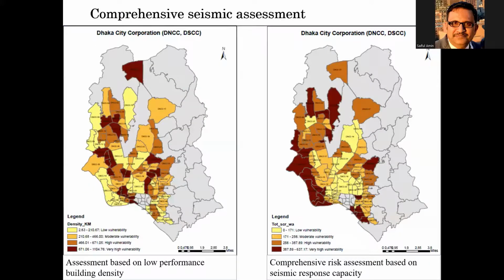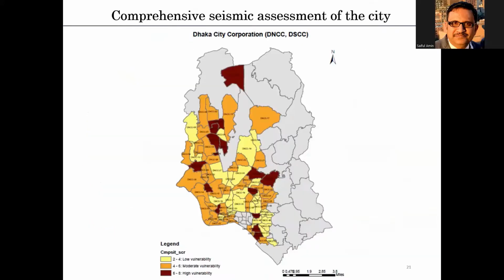The left map here shows the assessment based on low performance building density, and the right one here is the comprehensive risk assessment based on seismic response capacity. These two maps were combined to develop the comprehensive seismic assessment of the city. And this map actually comprises six factors, as I have mentioned before. So basically, in this map, two broad components are covered: the performance of the buildings and the emergency seismic response capacity of the city.